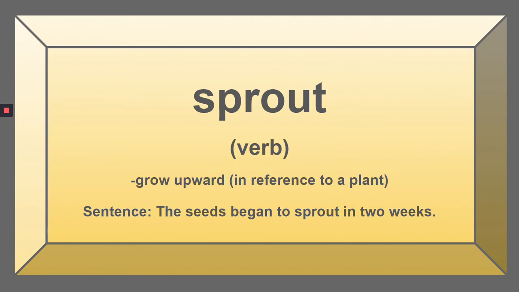Number 2, sprout, is being used as a verb. It means to grow upward in reference to a plant that would sprout upwards out of the ground. A sentence might be, the seeds began to sprout in 2 weeks. One thing about the word sprout is it can also be a noun. I'm thinking of a sandwich that you could order with sprouts on it. That would be a noun. So it depends how you're using it. In this case, we're using it as a verb, to grow upward.